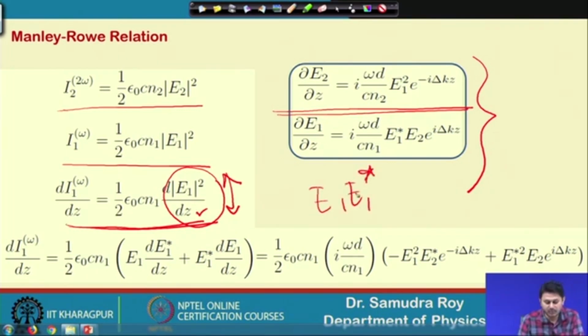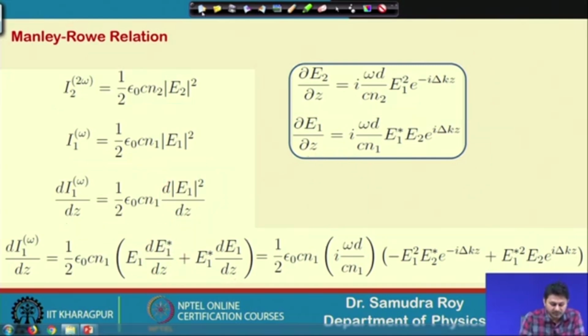When it is E1 E1 star, when I make a derivative, there are two functions. So, first function times derivative of the second function, plus second function times derivative of the first function. Straightforward derivative rules we are using, and then what we will do, we just put the value of this derivative from this expression.